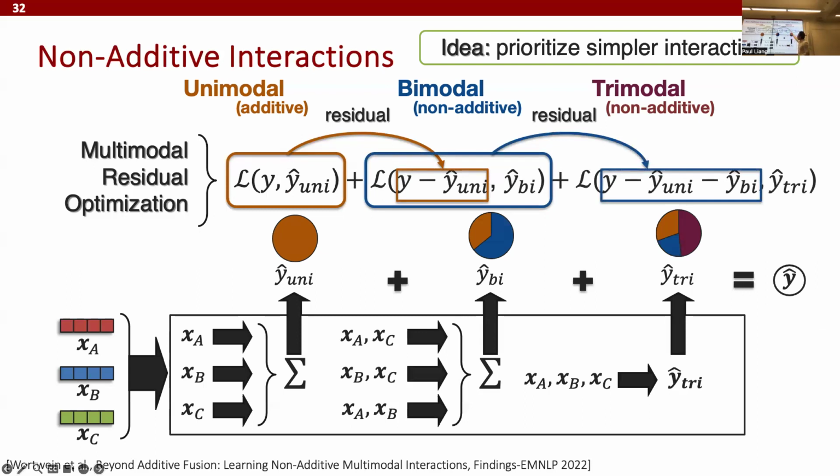So y minus y unimodal minus y bimodal. I only use the 3-way interaction to learn that residual. So call it residual optimization. And it's really cool because now you are essentially guaranteed to improve each time. Right? You're only ever optimizing your remaining 20% error. So that 20% is guaranteed to go down to 15%.